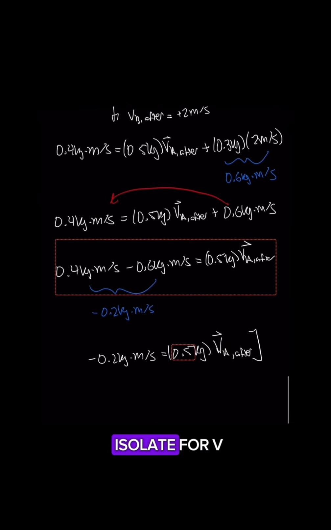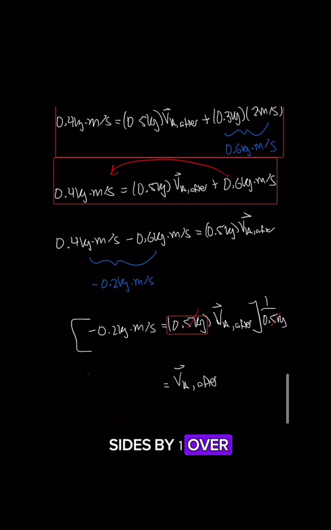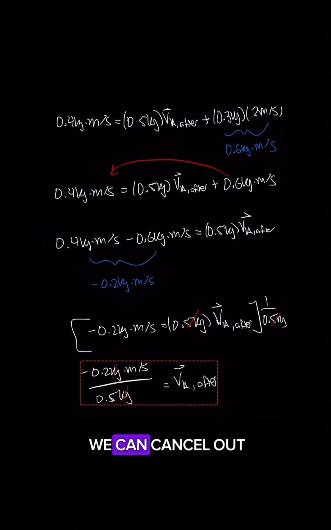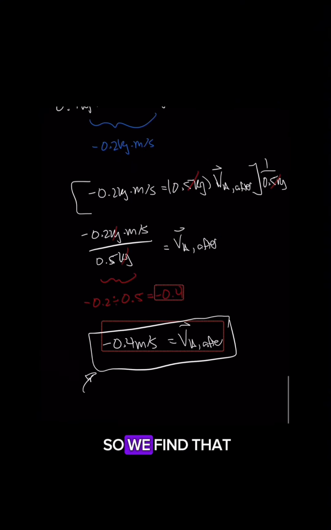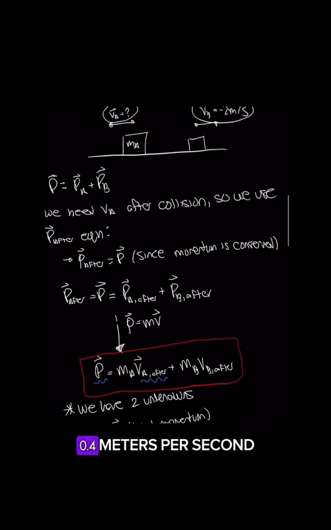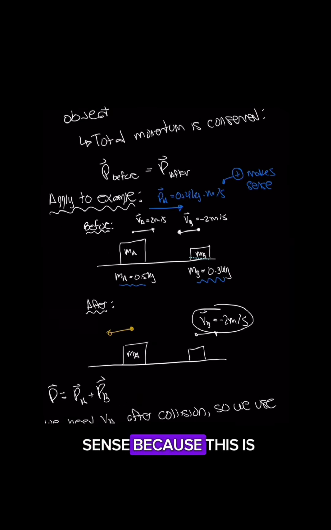And then we can isolate for V after by multiplying both sides by 1 over 0.5 kilograms. If we do that, we can cancel out the kilograms and do a simple division, and we get this answer here. So we find that the final velocity is equal to negative 0.4 meters per second. And the negative makes sense because this is a head-on collision.